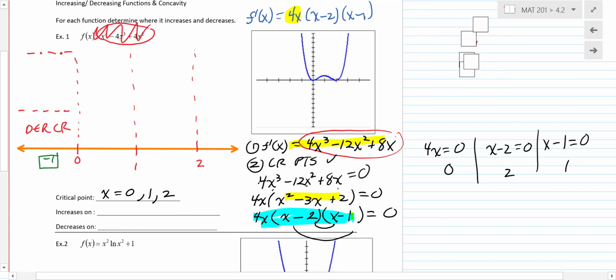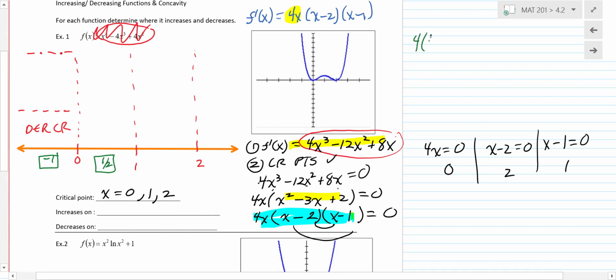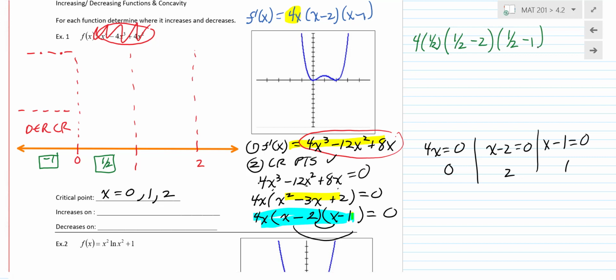So I'm going to start again. Let's take something here. You can use decimals, you can use fractions. I'm going to use 1/2. The thing about it is you don't have to really crunch this out. All you've got to figure out is: is it positive or negative? So I'm going to go to this derivative and do 4 times 1/2 times 1/2 minus 2 times 1/2 minus 1. What I see students do all the time, and it's a total waste of time, is go ahead and crunch that out and get an answer. Don't do that. What is this, positive or negative?